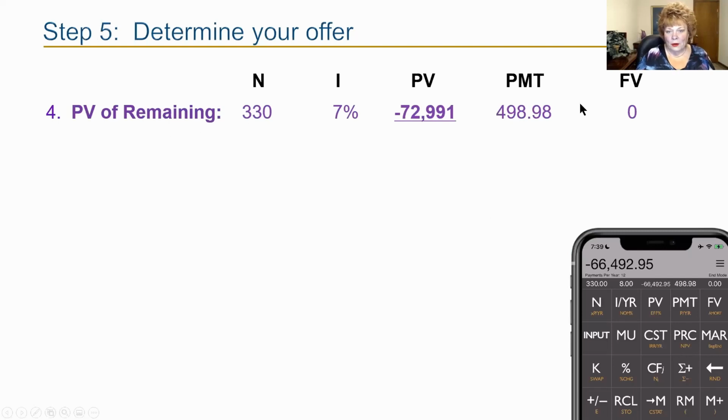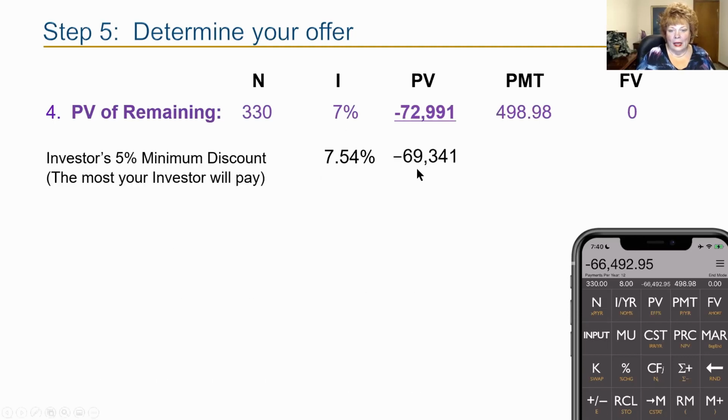So we're back up here. This is our present value of the remaining, working off of step 4, and these are the numbers we just calculated. Let me put this back in here just so that our calculator matches. 69,341 negative 7.54.